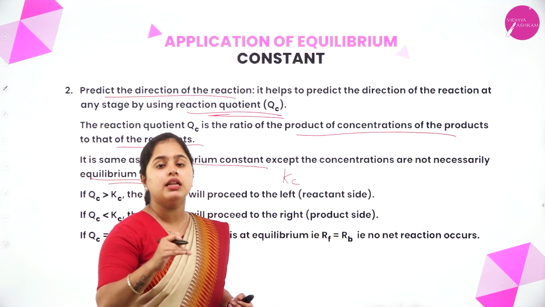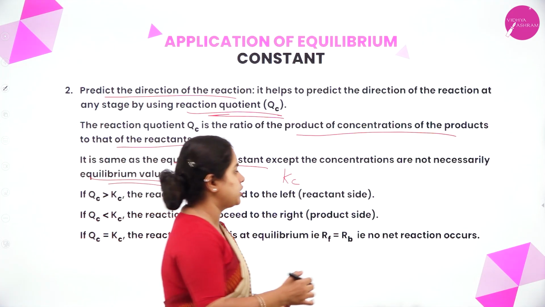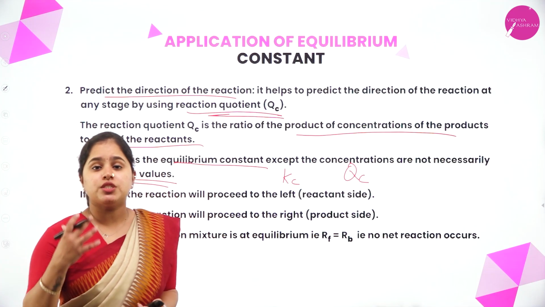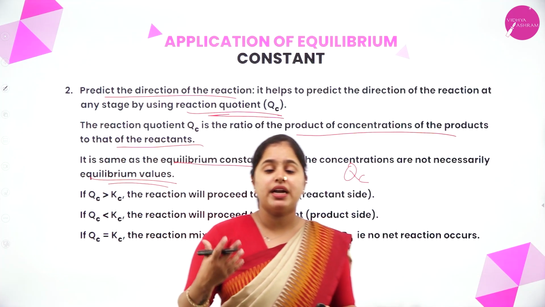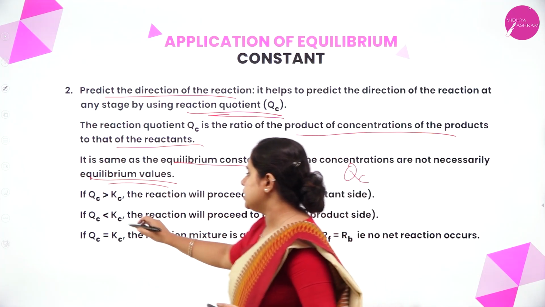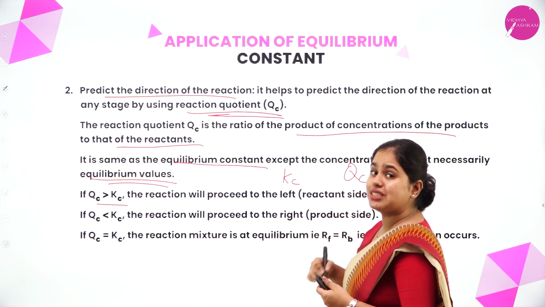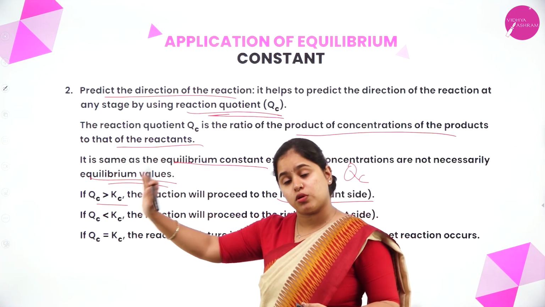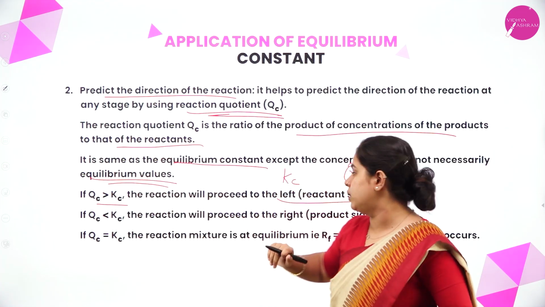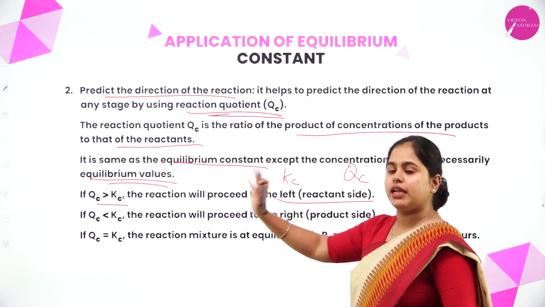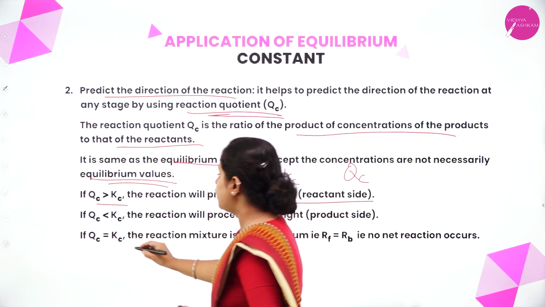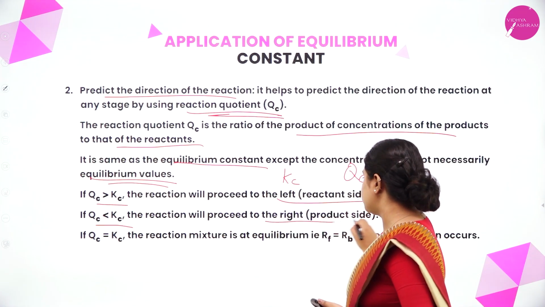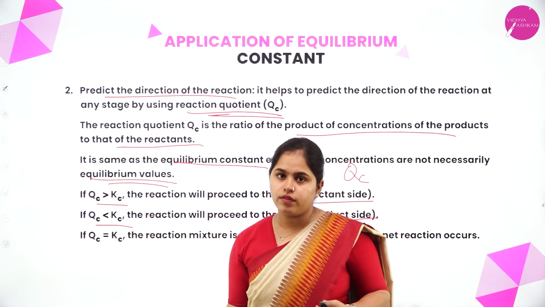If it is not at equilibrium concentration, at any other concentration, we can use Qc, which is called the reaction quotient. So just by knowing the value of Qc, how can we predict the direction of the reaction? If Qc is greater than Kc, the reaction will proceed to the left. That means it will proceed in the backward direction, toward the reactant side. If Qc is less than Kc, that means the Kc value is higher, and the reaction will proceed to the right, in the forward direction.